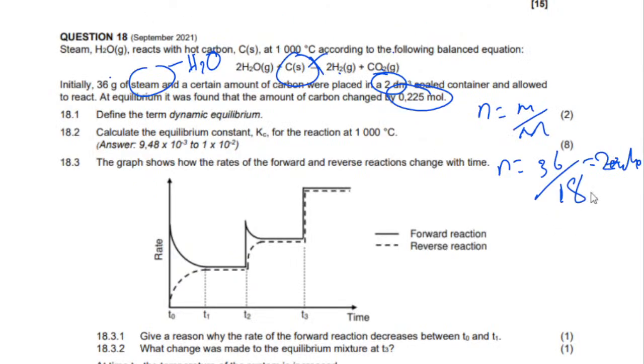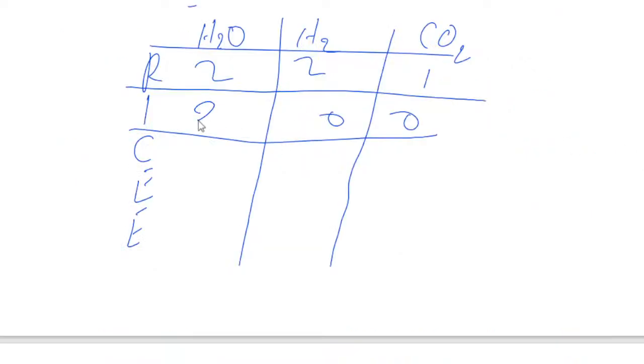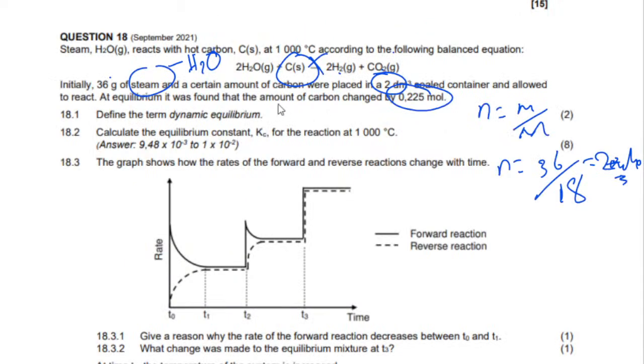But I calculated the number of moles of this, because they say that it's an amount of carbon dioxide placed in this container. It means that this is the initial. The initial mole is 2. So we get a mark for that. So I put a 2 there. Is it clear?